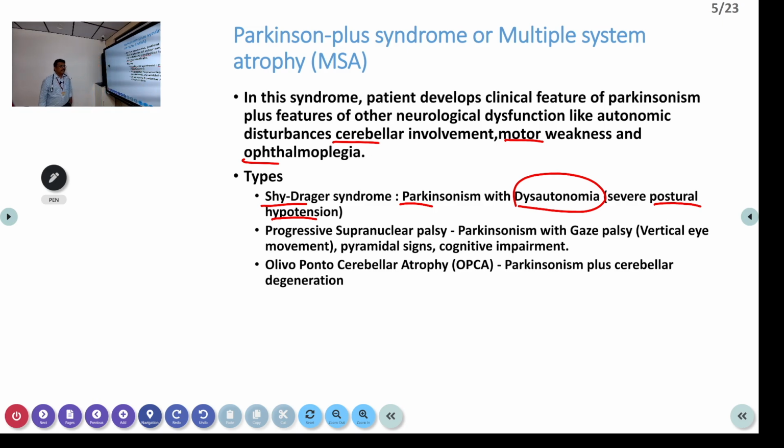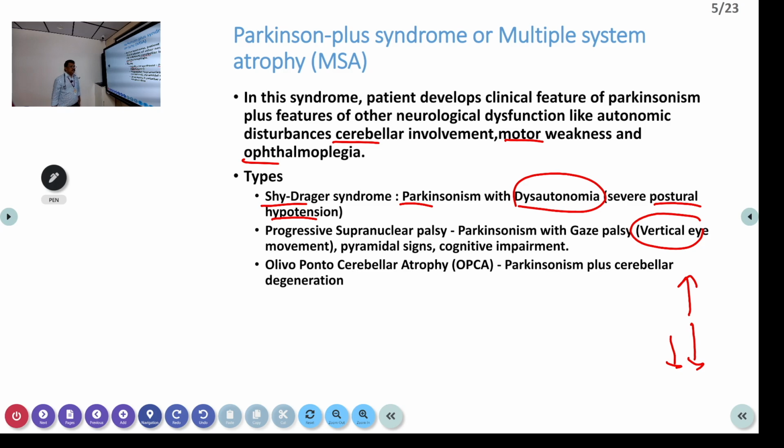Progressive supranuclear palsy: Parkinsonism with gaze palsy, especially vertical eye movements will be reduced. So the patient will not be able to look up or down, especially looking down. They have difficulty climbing down the stairs.